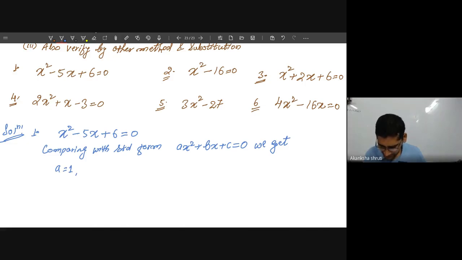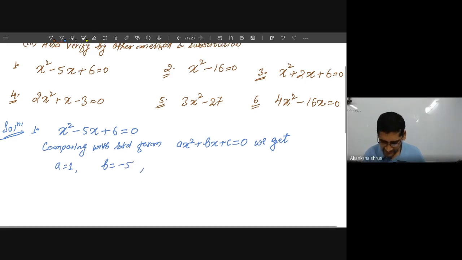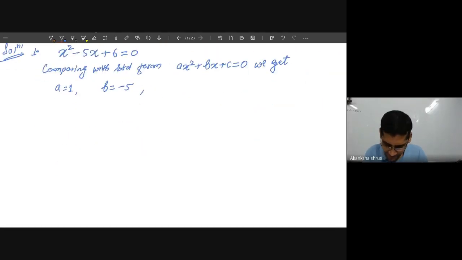Bx, here minus 5 of x. So b value is minus 5. The next one is our c, but in the given question it is 6. So c value is plus 6.